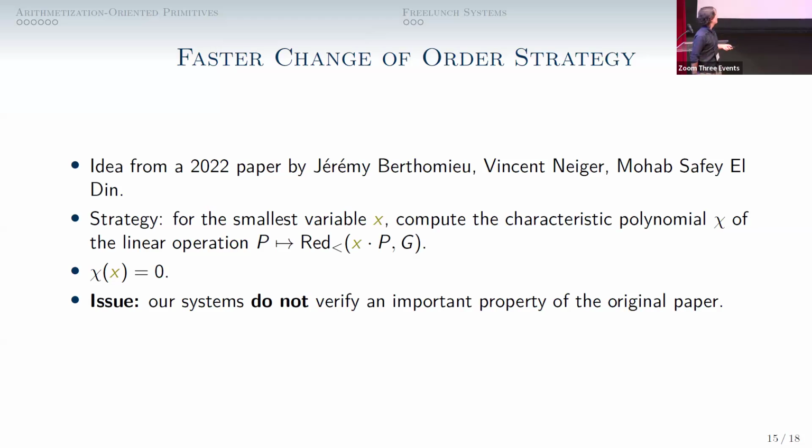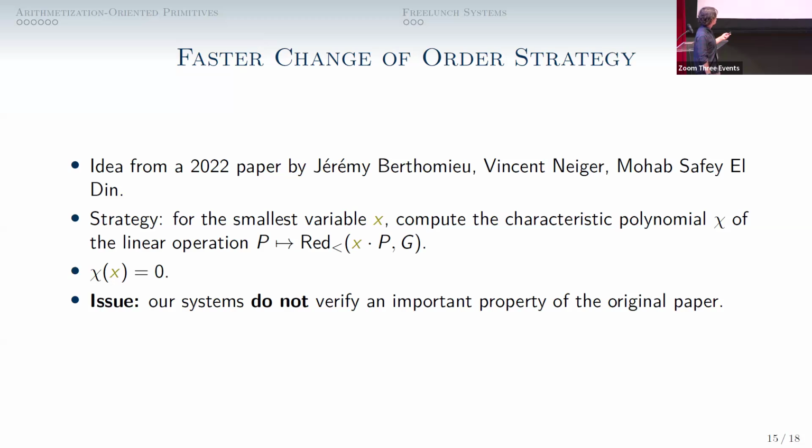So the idea comes from a paper from 2022, which basically says instead of doing FGLM, let's consider the linear operation that maps any polynomial p to x times p, for one of the variables x, reduced in G. So this is a linear operation, and so it has a characteristic polynomial. And because of Cayley-Hamilton, you basically end up finding that the characteristic polynomial is a vanishing polynomial of x. So basically a univariate polynomial in x, which is, again, exactly what we want. And this is going good.